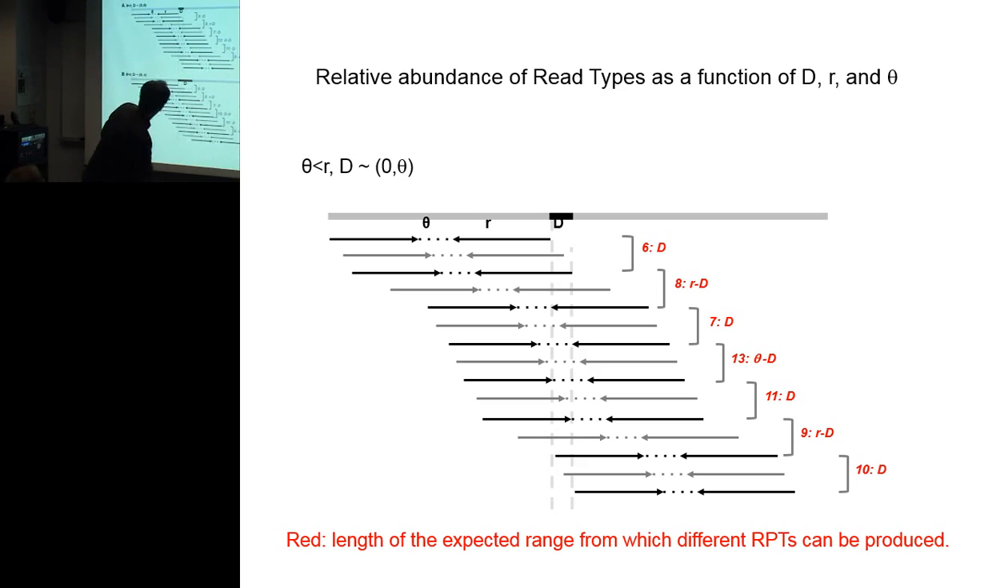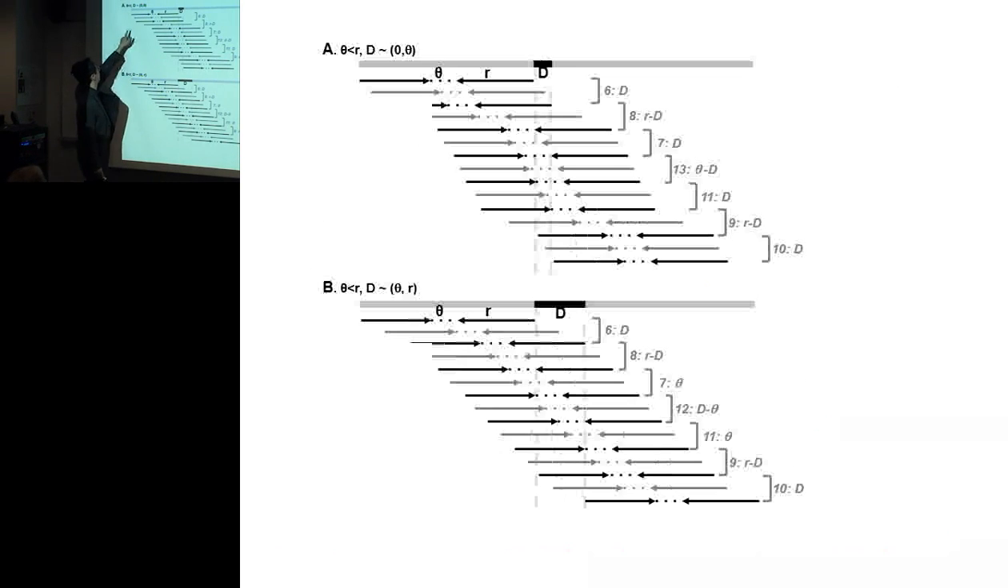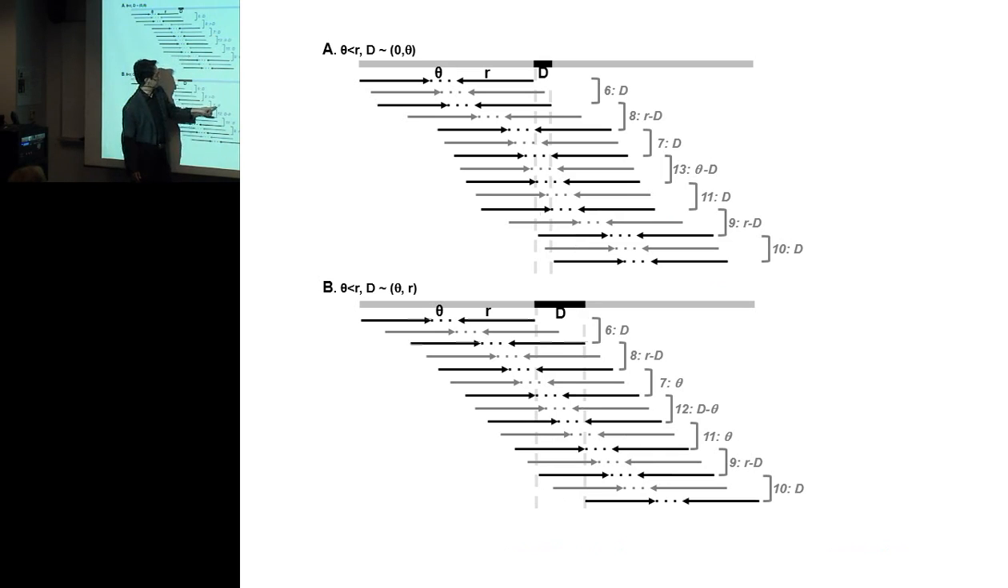If you think about it, the previous example is D in the range of 0 to theta. If the D is in the range of theta to R, you get a different kind of proportion. You go from D, D, and then this one is going to be theta rather than D. The next one is D minus theta, and so on and so forth.